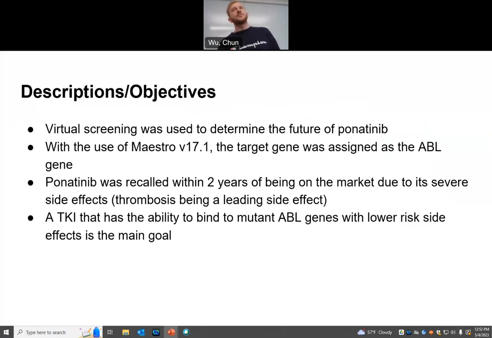So moving on to the descriptions and the objectives. Virtual screening was used to determine the future of Ponatinib. With the use of Maestro version 17.1, the target gene was assigned as the ABL gene. Ponatinib was actually recalled within 2 years of being on the market due to its severe side effects, thrombosis being the leading side effect, which is just a fancy way of saying blood clotting. A TKI that has the ability to bind to mutant ABL genes with lower risk side effects is the main goal for this project.